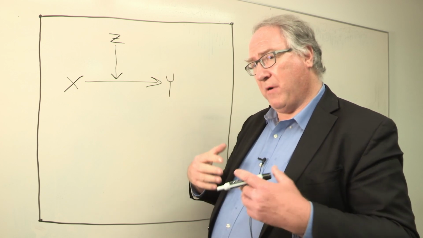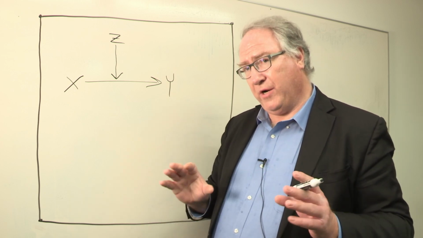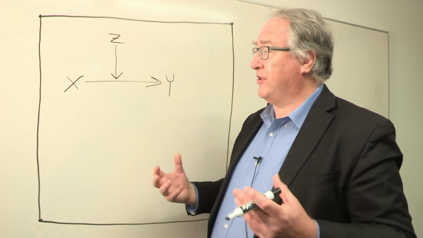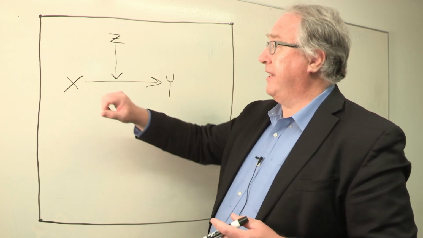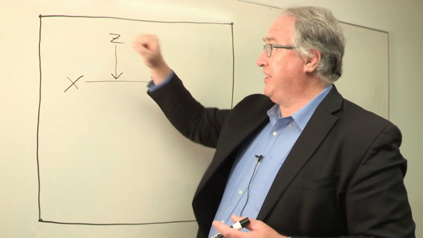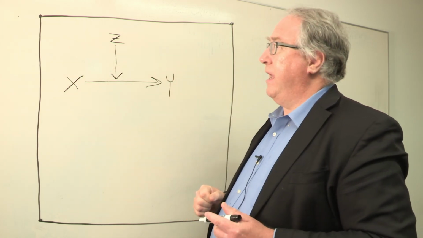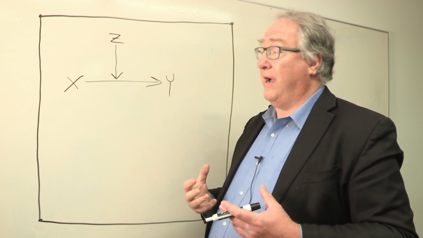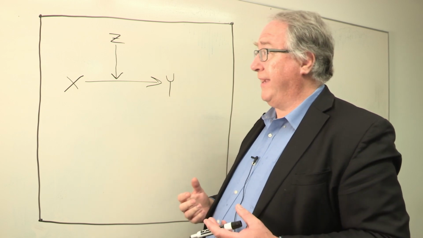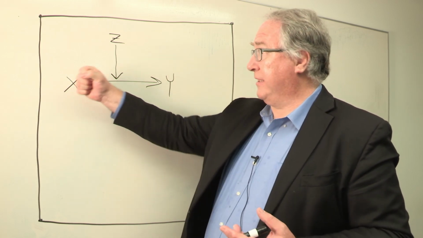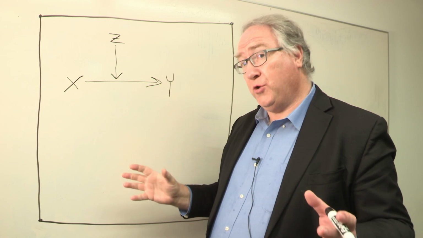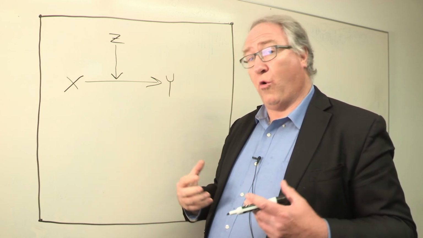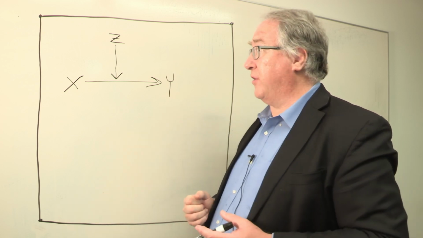So when you hear about moderation and testing moderators, you'll hear about that in the context of testing interactions. Specifically, the interaction we're testing here is the x by z interaction. Note that in an interaction, you have independent variables. This would be called a two-way interaction, x by z interaction, meaning it involves two independent variables, or in the context of regression, two predictor variables.